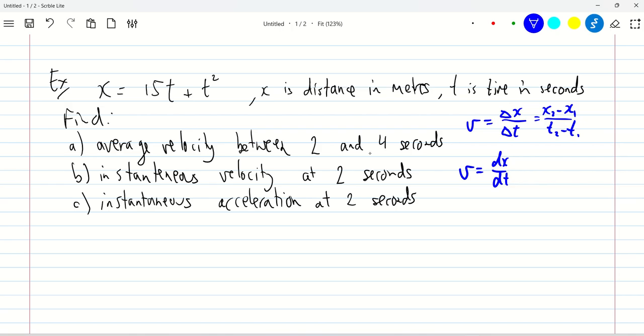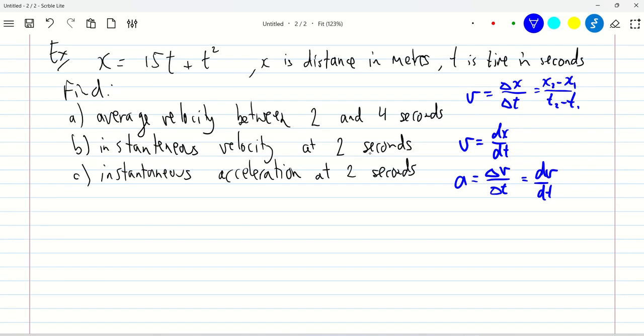If you also remember, or maybe you don't, that's okay, the acceleration of something is equal to the change in velocity over the change in time. If you're asked for the average rate of change, it'll be velocity 2 minus velocity 1 over time 2 minus time 1, and so on. This question, though, wants the instantaneous rate of change, which is just dv/dt. I'll leave those there to remind us as we go through the problem. Okay, so let's have a look at part A: average velocity between 2 and 4 seconds.